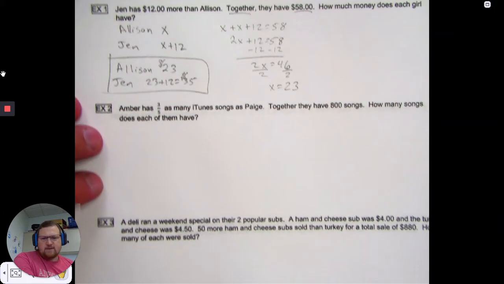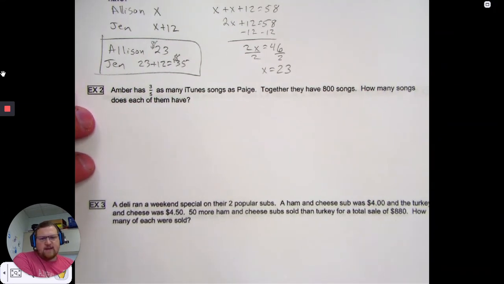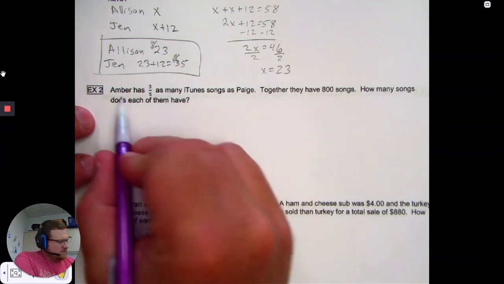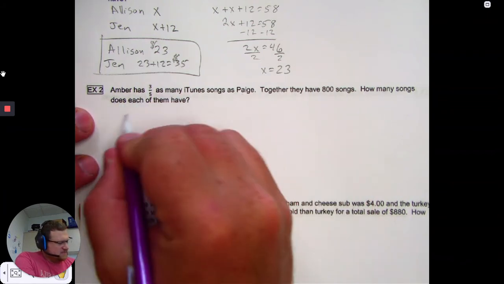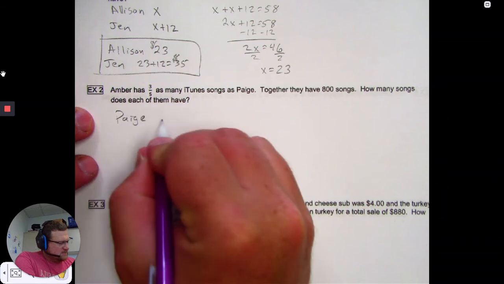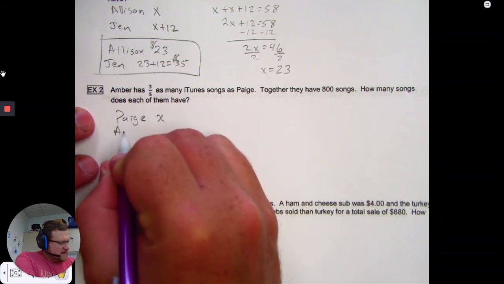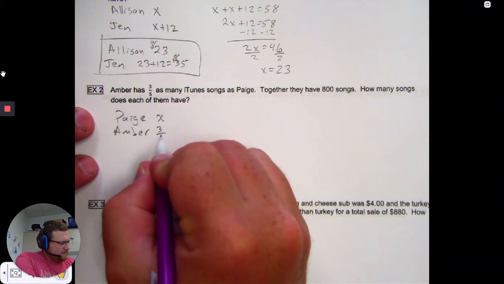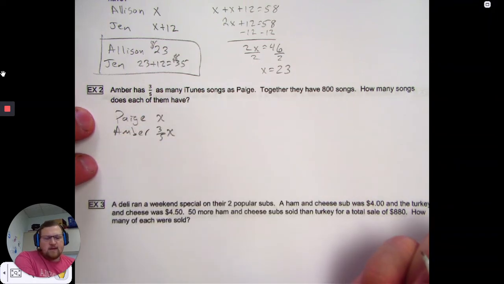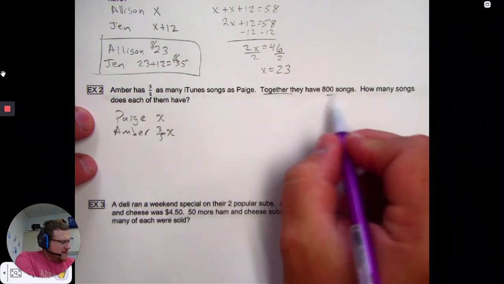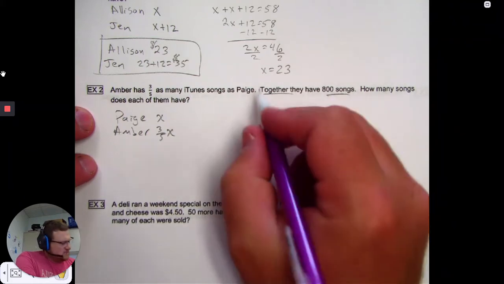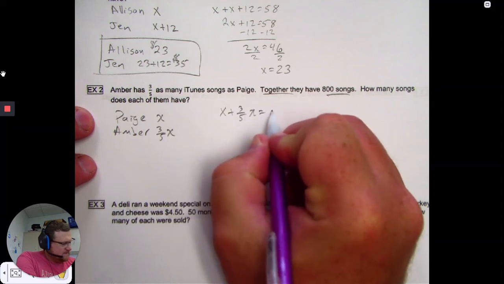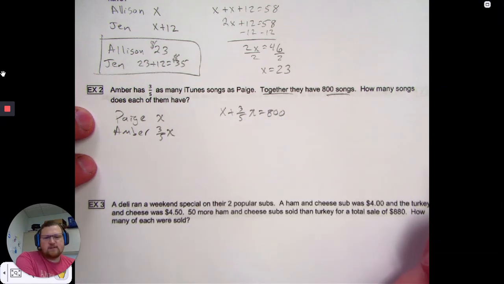Okay, another example of this. It says Amber has 3/5 as many iTunes songs as Paige. So Amber is defined in terms of Paige. That means Paige is our X and Amber is our 3/5 X. Then it says together they have 800 songs. So when I add those two together, that has to add up to 800 songs.